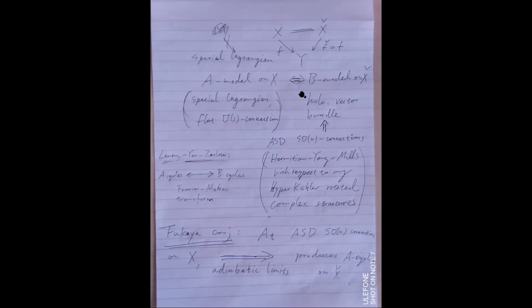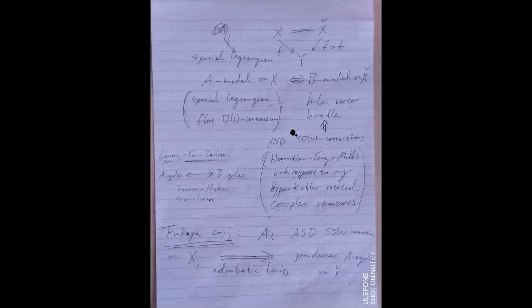What this mirror symmetry, SYZ, says is a correspondence between the A model on one manifold and the B model on the mirror side. The A model basically consists of symplectic geometric objects, let's say Lagrangian submanifolds with some flat U(1) connection on this manifold. And the B model consists of holomorphic objects, let's say holomorphic vector bundles, or Hermitian-Yang-Mills connections.